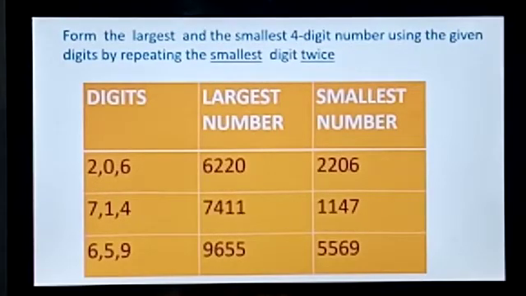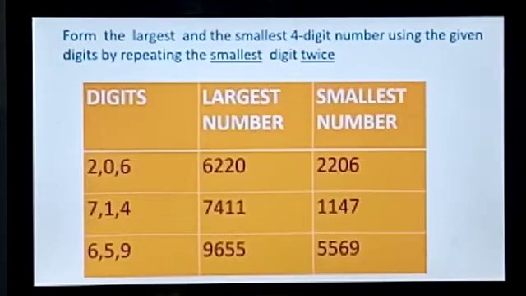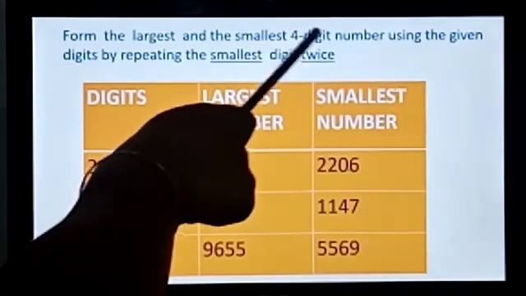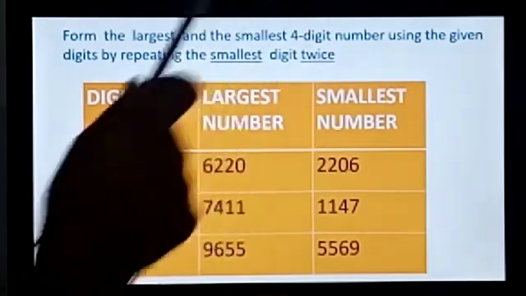That means 2 times you have to write that digit. You can see here 2, 0, 6. So he has given us only 3 digits. But what is the clue which is given to us? We have to form a smallest 4-digit number, and we need to repeat the smallest digit twice.